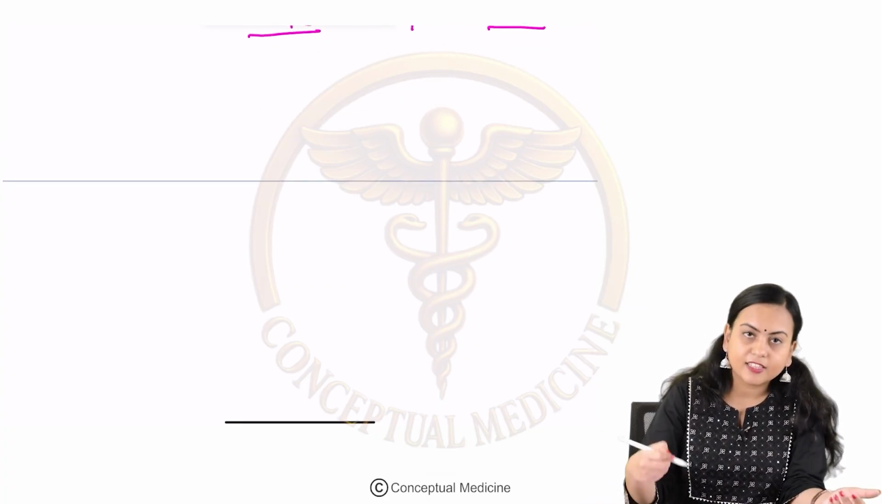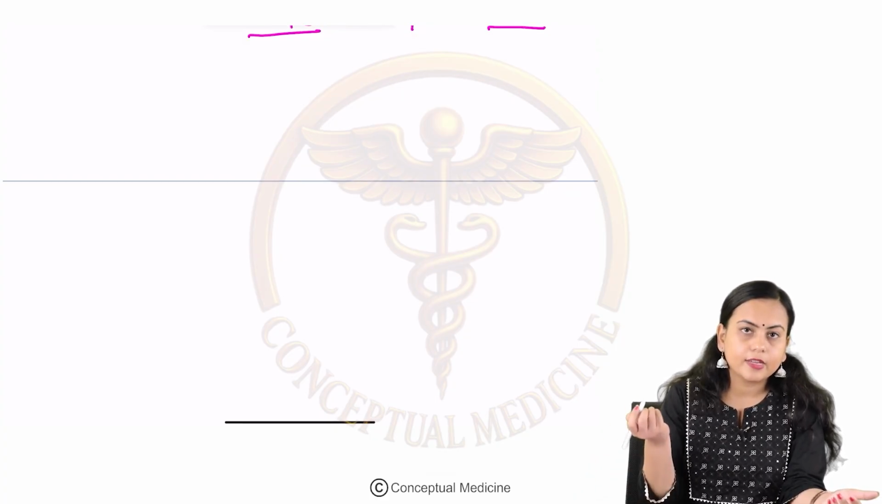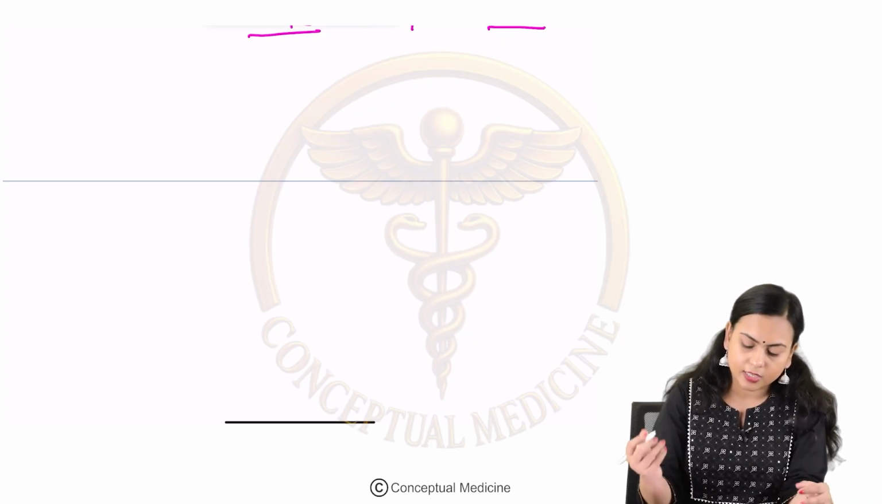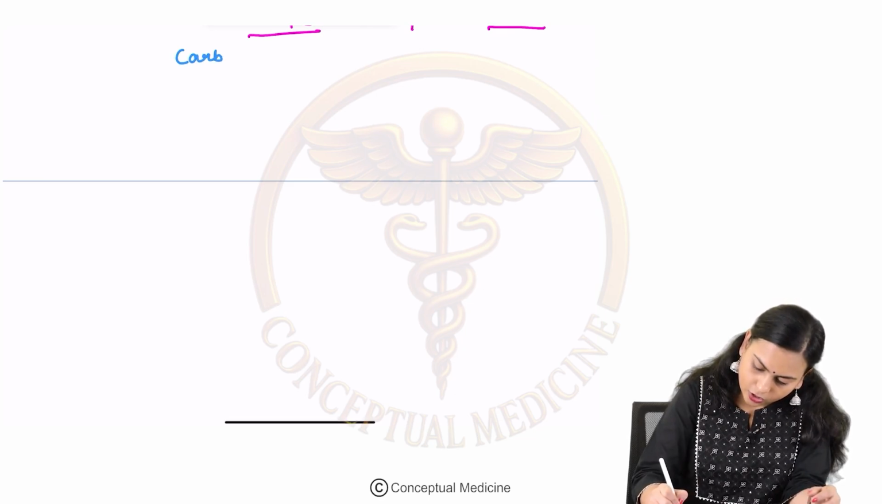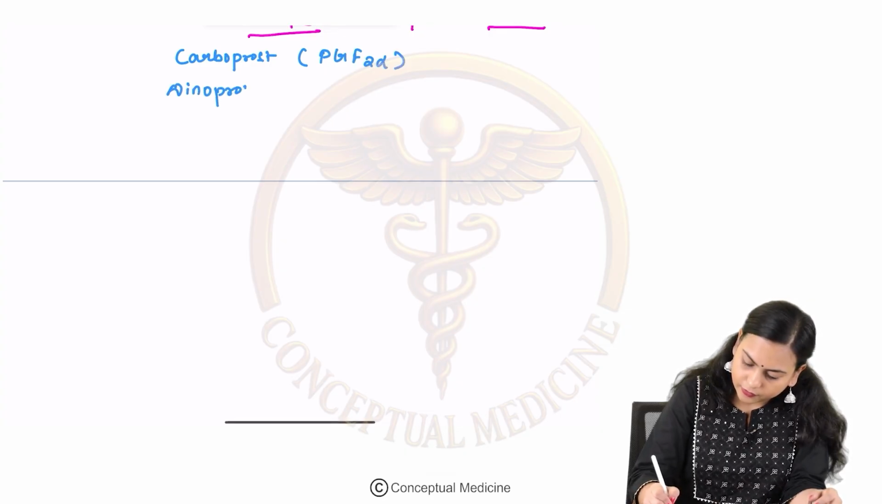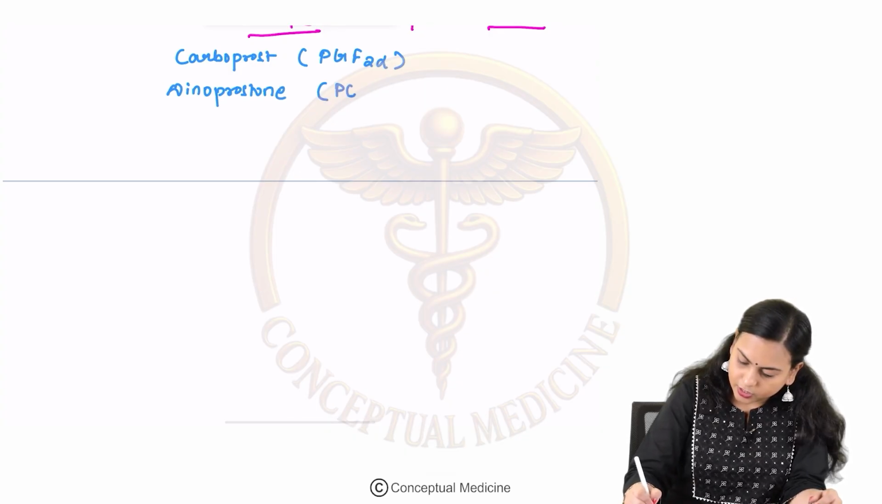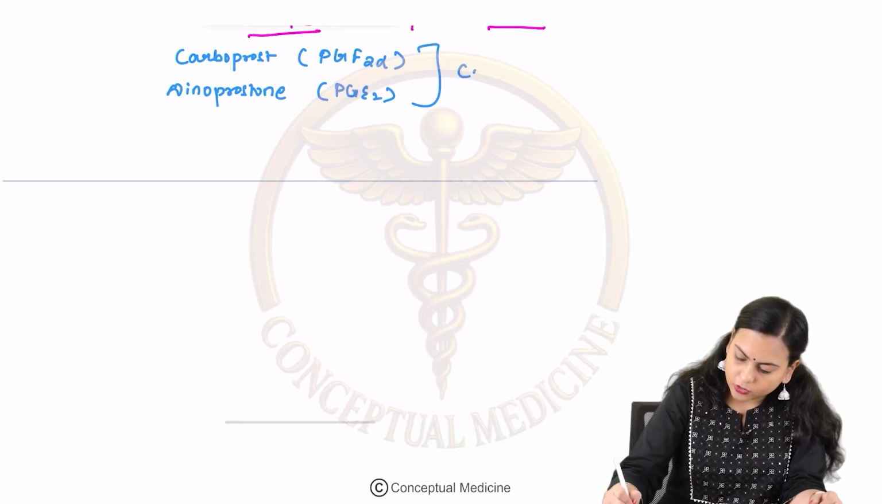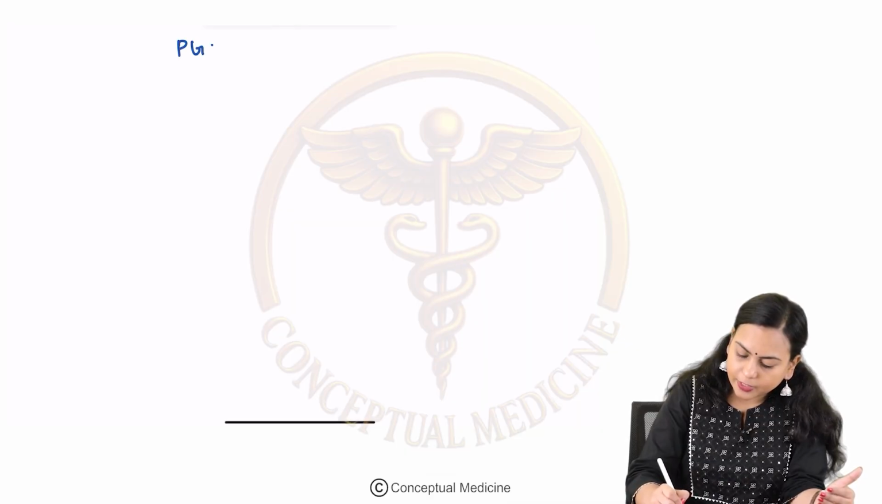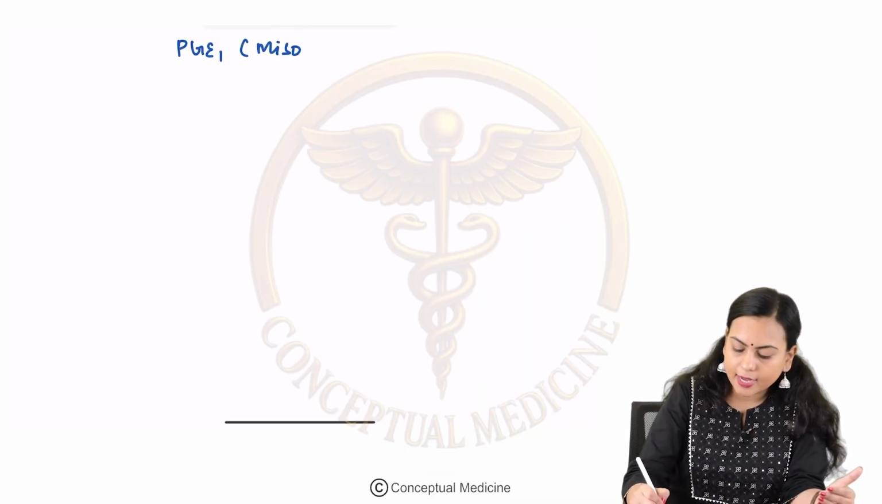And what are the other prostaglandins that can be used? You can even use carboprost and dinoprostone. What is carboprost? It is PGF2 alpha. What is dinoprostone? It is PGE2. So carboprost, that is PGF2 alpha, and dinoprostone, that is PGE2, can also be used. But among these, prostaglandin E1, that is misoprostol, has a high success rate.